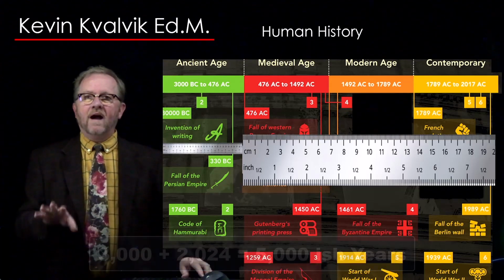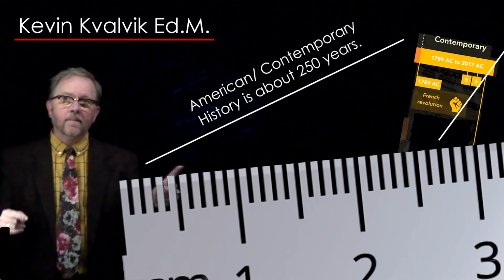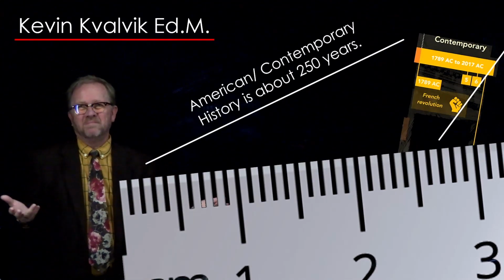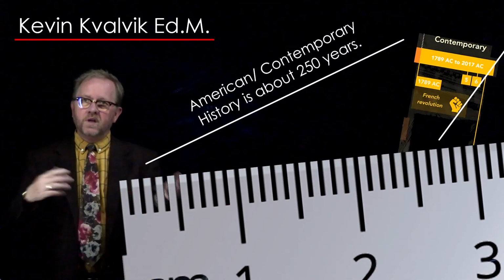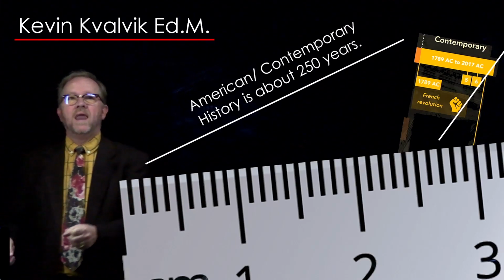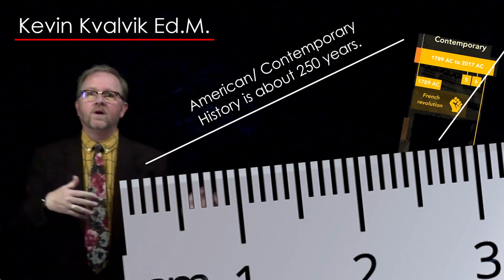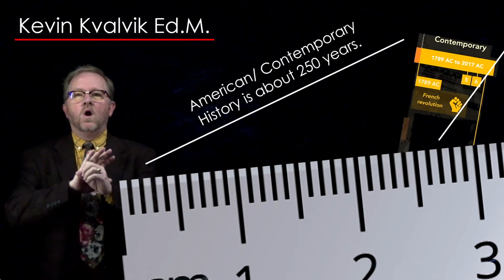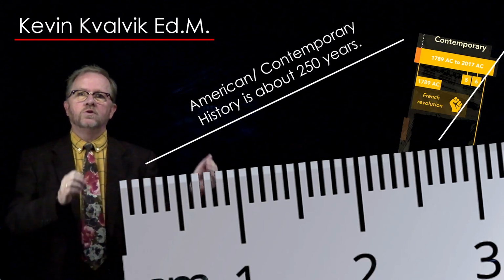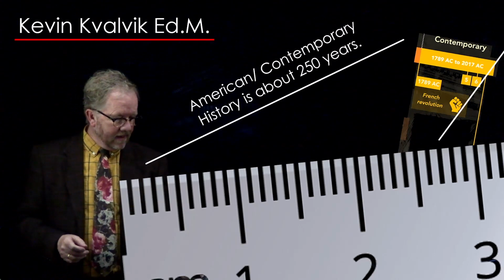So now we're at 5,000 years. And let's go ahead and zoom in. And American contemporary history, we know that because we know our country is over 200 years. That was 1776 to 1976. And now here it is 50 years later. So about 250 years. This is contemporary or American history. So on the scale, we're now down to hundreds of years. And let's look at the next step.